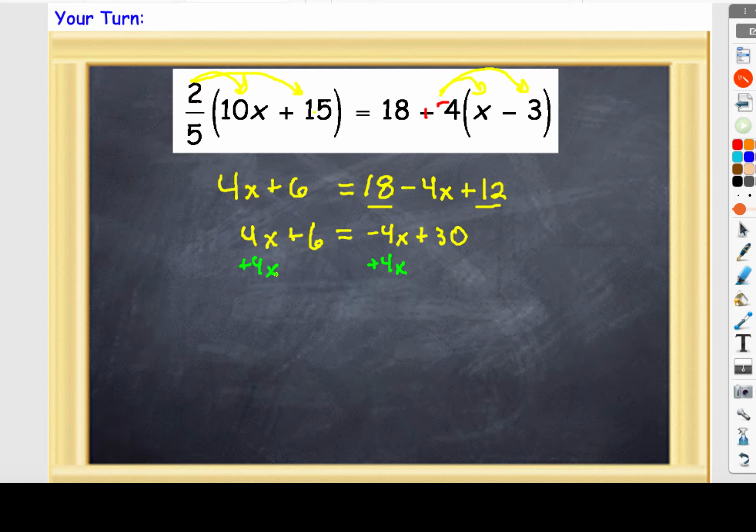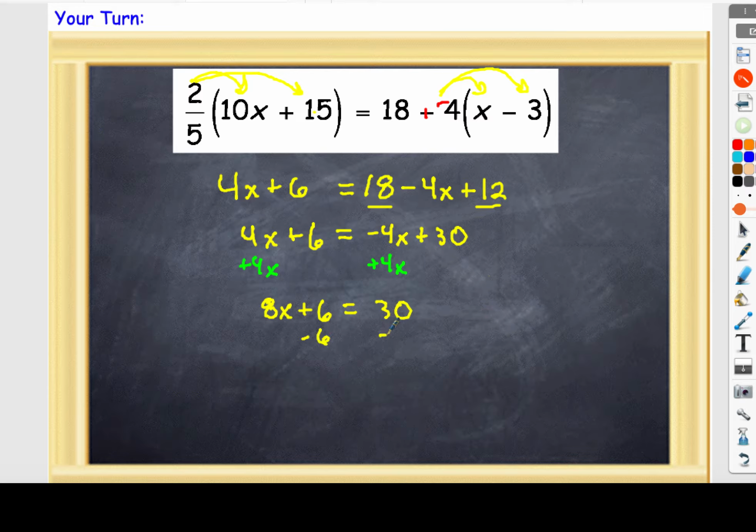I'm going to add 4x to both sides to stay equivalent here. 4x plus 4x is 8x plus 6. And on the right side, the whole idea of doing that, negative 4x plus 4x cancels away, and we get just 30. A couple of quick steps then.